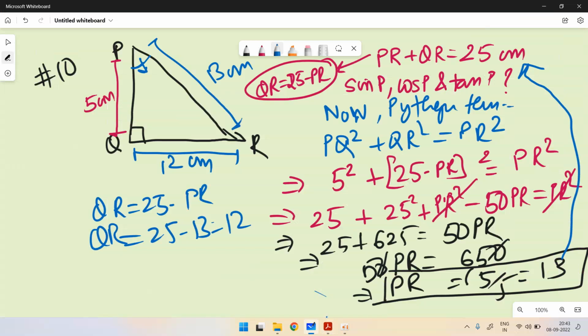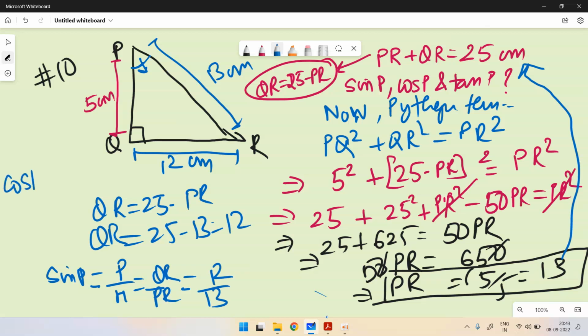Now you just need to find the value of sin P, cos P, tan P. So sin P is nothing but perpendicular by hypotenuse, which is QR by PR, that is 12 by 13. Now what is cos P? Cos P is nothing but base by hypotenuse, which is 5 by 13. What is tan P? Tan P you can write as sin P by cos P, or from the diagram it is perpendicular by base, which is 12 by 5.